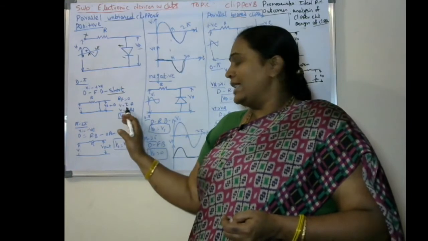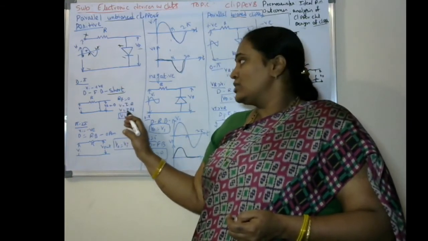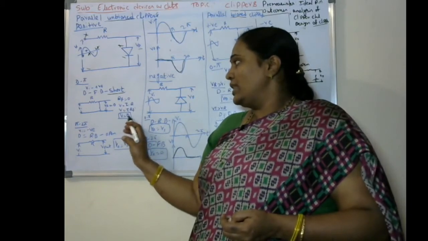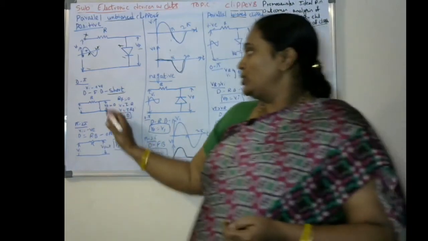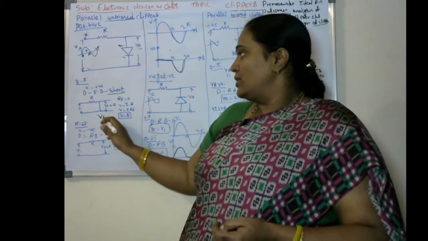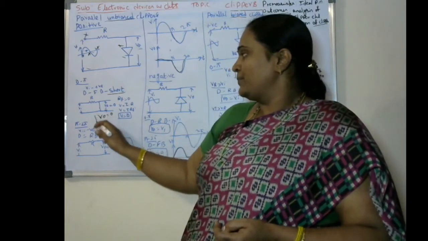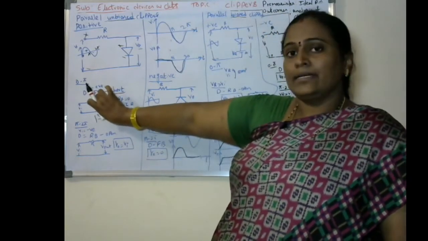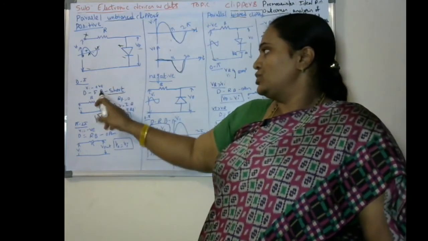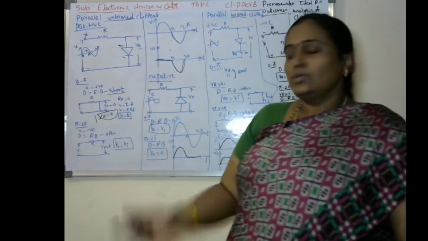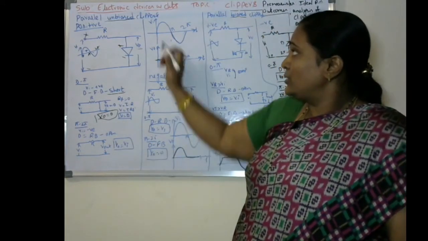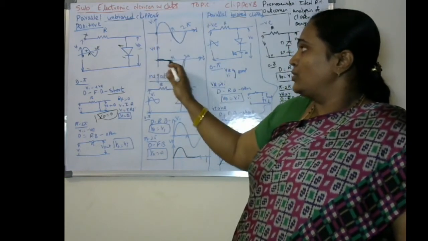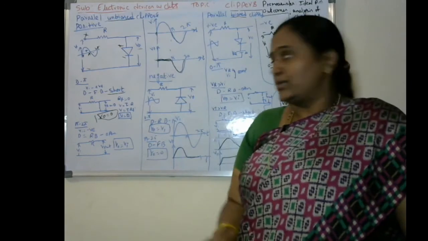V equals IR, we already know that. But RF equals 0, so V equals 0. So the output voltage V0 equals 0. We are measuring between these two terminals, so the voltage between them equals 0. So whenever the input is in the positive cycle, from 0 to pi, the output voltage remains 0.